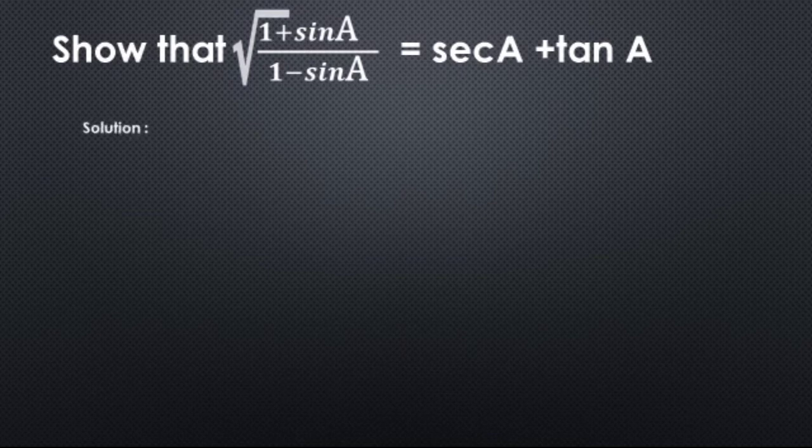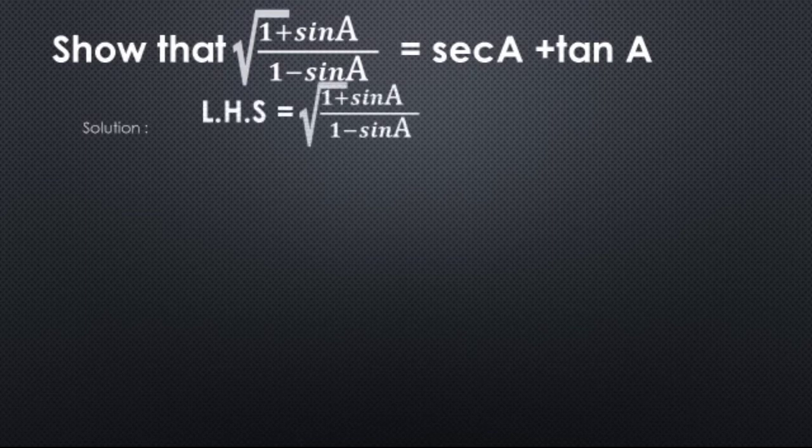Solution. In this problem, root of (1 plus sin A) by (1 minus sin A) is LHS and secant A plus tan A is RHS. So, let's take LHS is equal to root of (1 plus sin A) by (1 minus sin A).